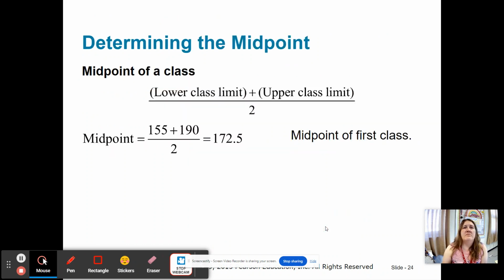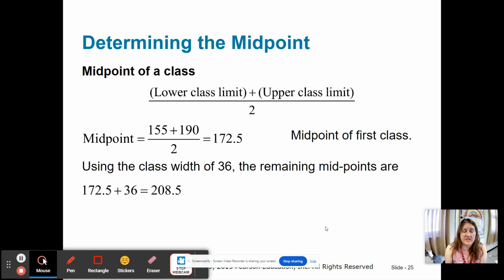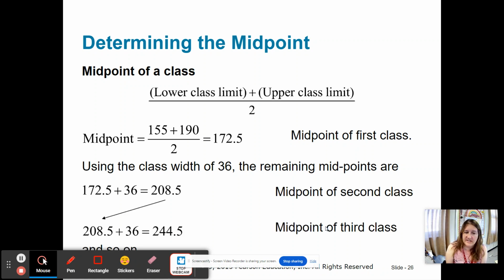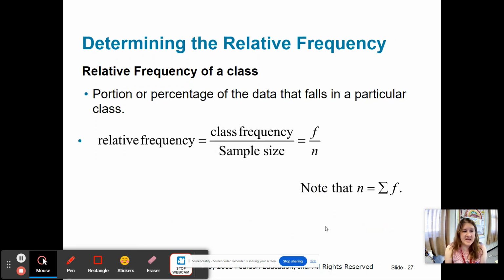Sometimes we're going to use the midpoints to represent in a graph. So to review the midpoint formula, you take the lower class limit plus the upper class limit, divide that sum by 2. So the midpoint of our first class is 172.5. After that, you can use the class width of 36 to find the remaining midpoints. So add 36, the next midpoint will be 208.5. Add another 36 and you find the next midpoint.